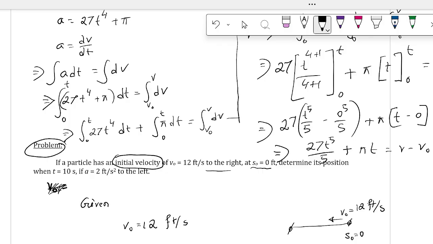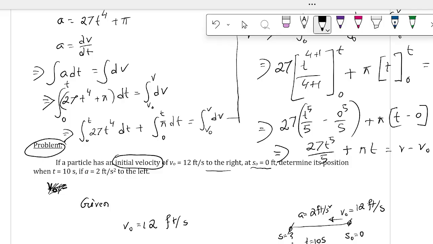Determine its position when the travel time is 10 seconds. The acceleration is 2 feet per second squared, to the left. You understand from the sketch what is going on? They're asking you to find the value of s. s minus s0 is s because s0 is 0, the initial reference point. All right, so let's just put them here as well.